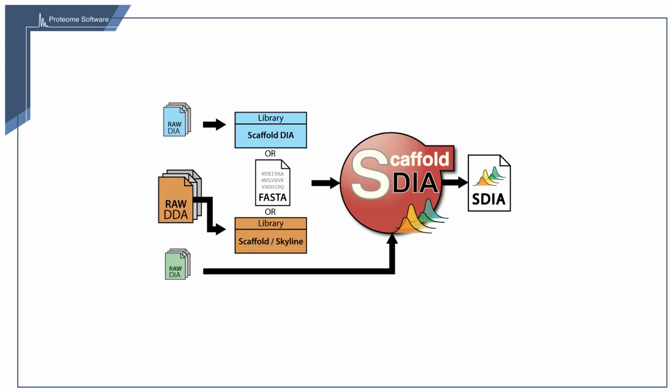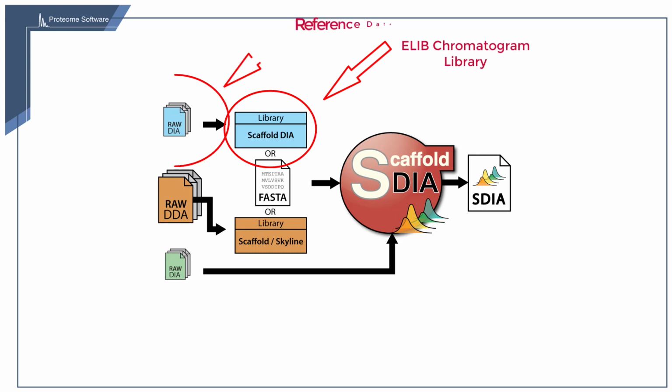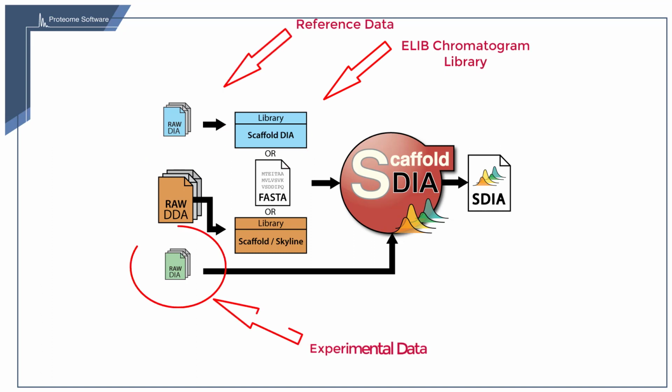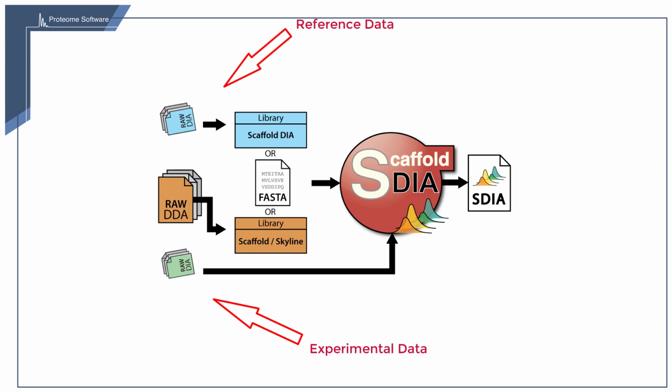As discussed in the last video, Workflow 2 allows you to create an elib chromatogram library from reference DIA data and then search experimental DIA data using that library. Note, this workflow requires that you have both reference data to be used in the creation of the library and experimental data that will be searched.